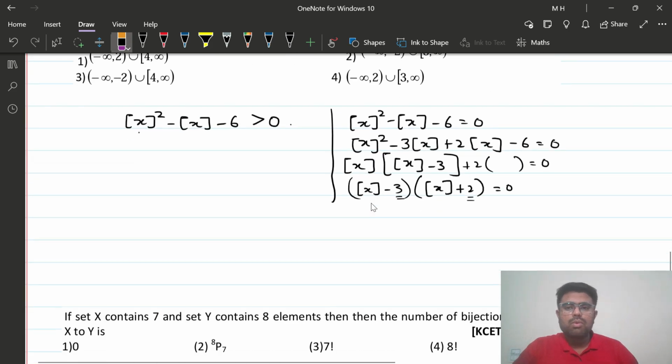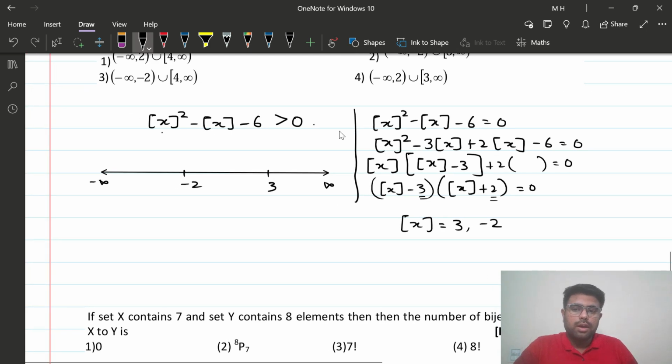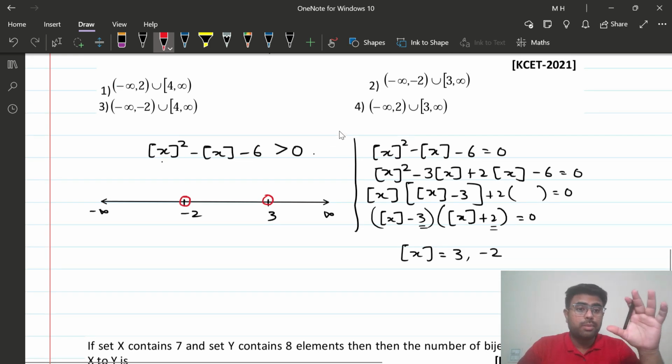Now, when will this be positive? When will this be positive? So for that, I will draw a number line. I have got two roots here. One is box x equal to 3, and the other one is box x equal to minus 2. So let us say this is minus 2 and this is 3. Okay, this is from minus infinity to infinity. At minus 2 and 3, it becomes 0. So therefore I cannot include both minus 2 and 3. So I'll create a hole at minus 2 and I create a hole at 3, because at minus 2 and 3 the denominator is going to be 0.